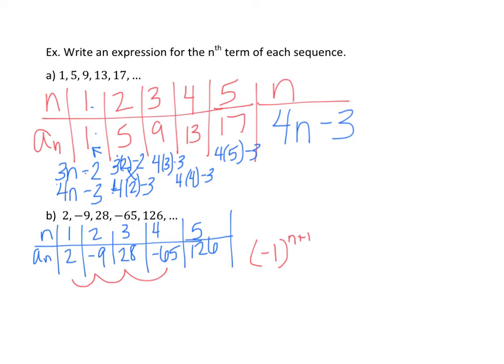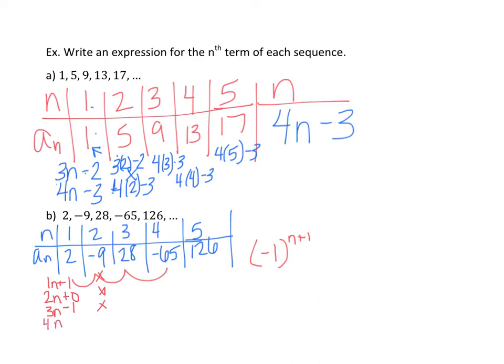Okay, so we start with n's. If I do 1 times n, I'm going to have to add 1 to make it work. Well, that doesn't work over here. If I do 2 times n, I'm going to have to add 0. That doesn't work either. 3 times n, I'm going to have to subtract 1. So 3 times 2 minus 1 does not get us to 9.